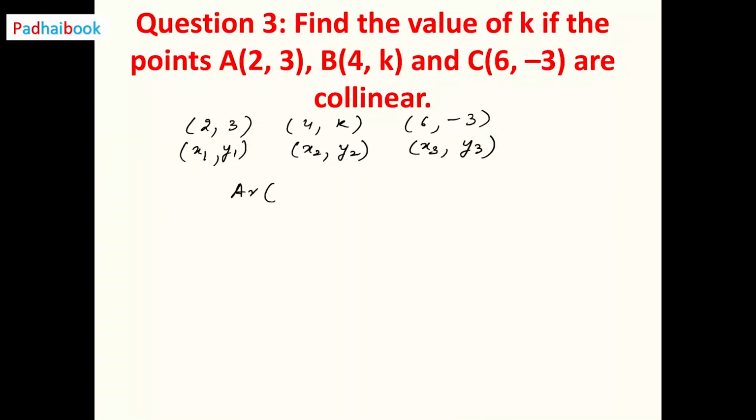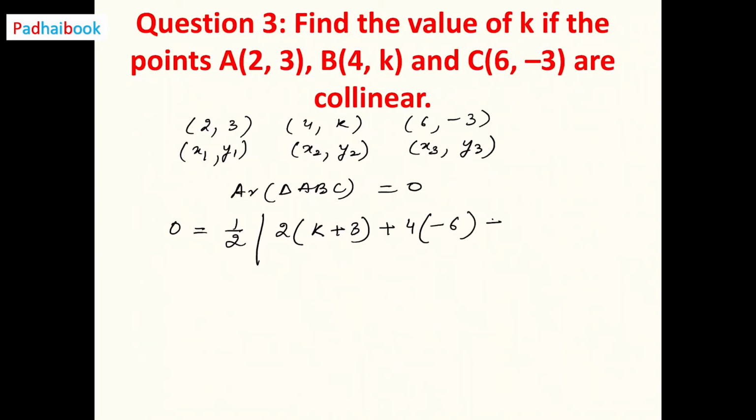Now the area of the triangle formed by the vertices A, B, C will be equal to 0. So this is equal to half. The first point is 2, and it will be (k minus of -3), so k plus 3, plus 4 times (-3 minus 3), minus 6 plus 6, and with 6 I will get (3 minus k). So this is half multiplied by 0, it will give you 0. So 2k plus 6 minus 24 plus 18 minus 6k.